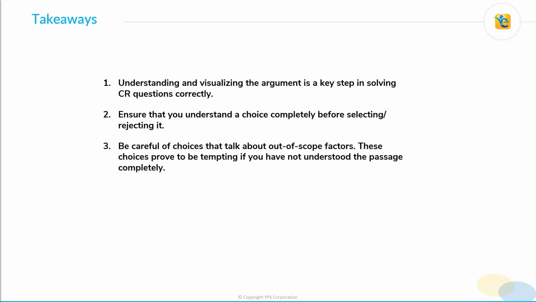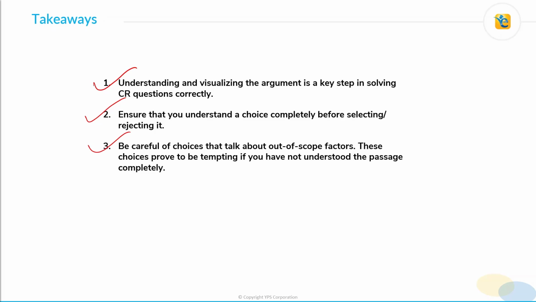Firstly, understanding and visualizing the argument is a key step in solving CR questions correctly. I am sure that most of you would have seen that yes, there was some gap in passage understanding, and that gap actually made you reject or select the choices for incorrect reasons. So understanding and visualizing the argument is very important. Stick to it for every question. Secondly, understand the choice completely before selecting or rejecting it. You should be confident of your reason for selecting or rejecting it.